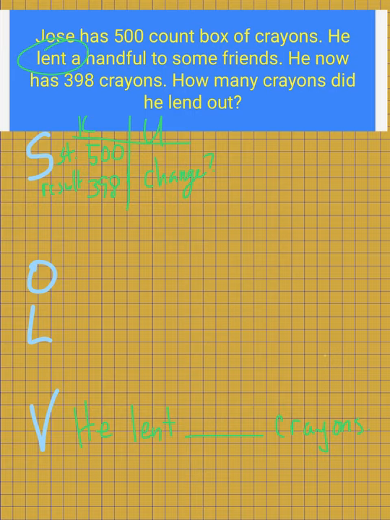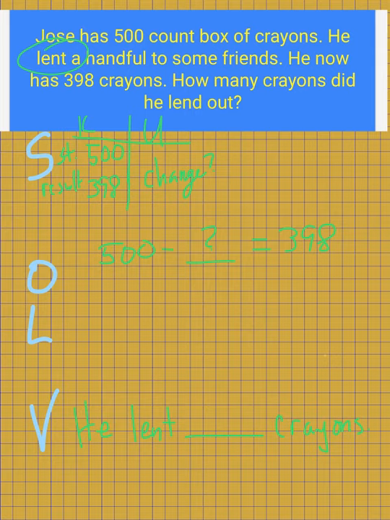Now, the physical action of lending something out is taking what you have and separating some of it to give to someone else or something else. So we know that this is a separate problem. But we're not sure if we have to add or subtract yet. So let's take a look. We know that he started with 500. He lent some out, and we ended with 398. That was his result. That's what he had left. We don't know the change. We have an unknown change.